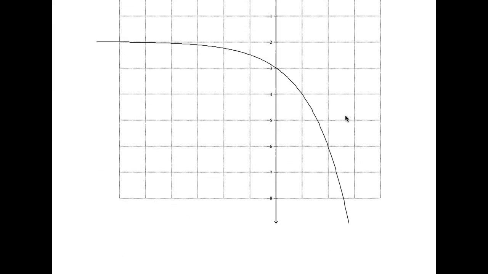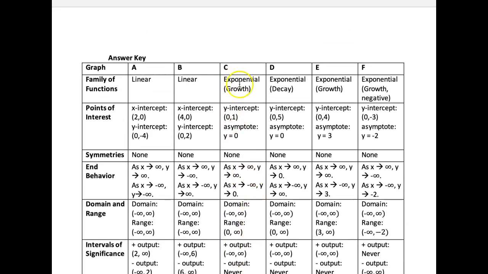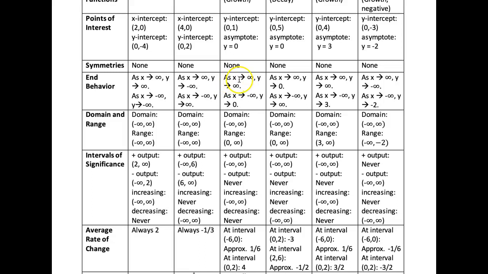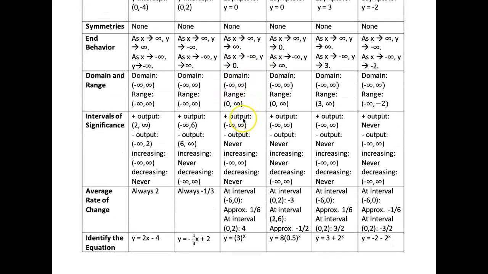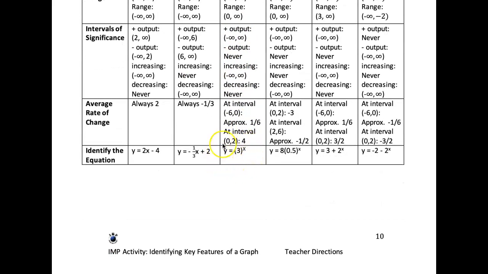If we scroll down here, we can see that the answers for C, which we just looked at, are everything I just told you. End behavior: as X approaches infinity, Y approaches infinity. As X approaches negative infinity, Y is approaching 0. Your domain and range are very similar, as we talked about. This graph was increasing, always increasing. And we did also point out the equation Y equals 3 to the X power.